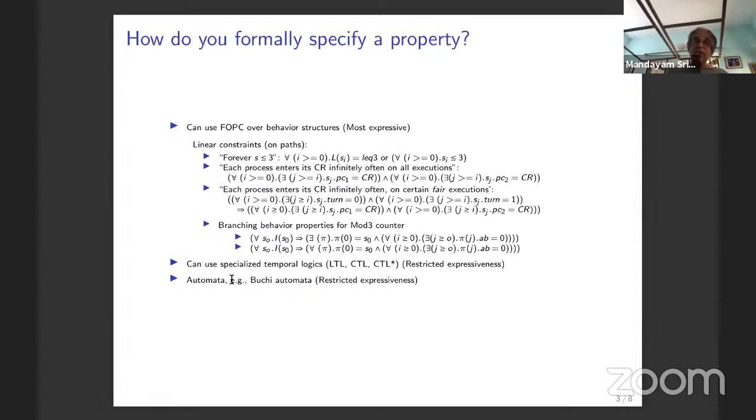And later in the course, we'll also look at automata-based methods, specifically the Büchi automaton method, Büchi automaton as a way of describing properties, and automata-based model checking methods. Okay, so any questions on this motivation part?